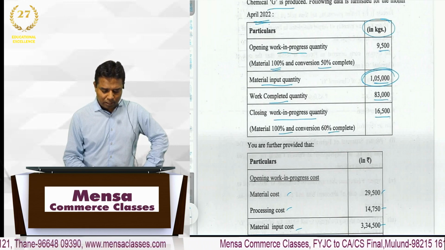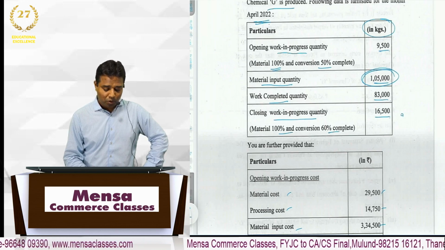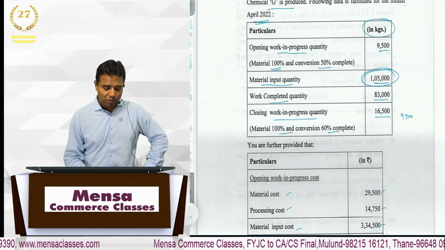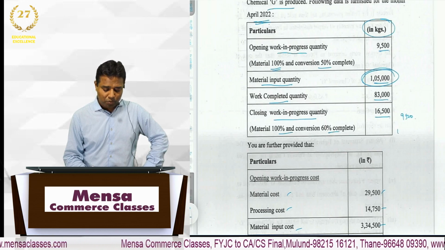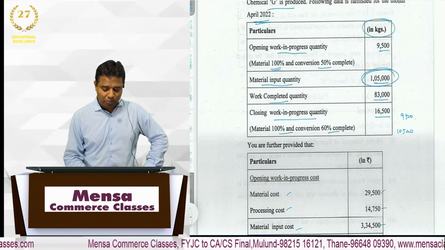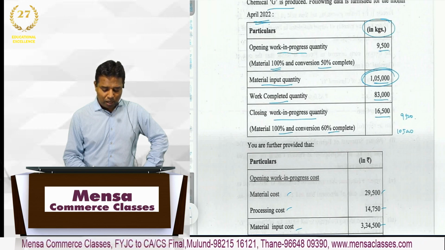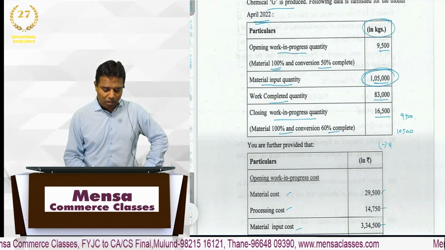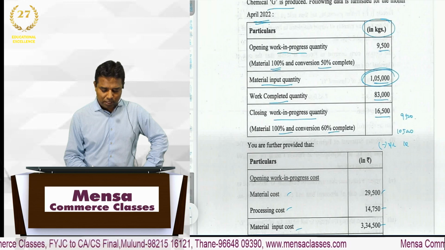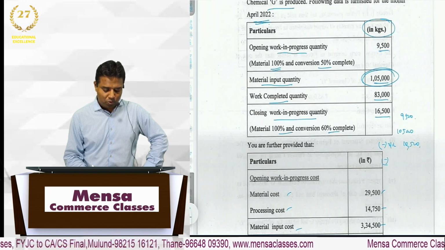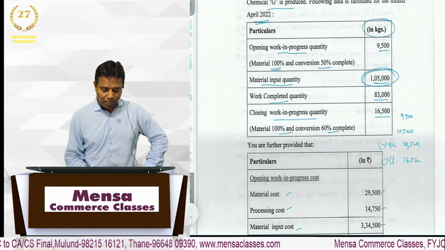If you see here, just rough working, if you do opening, you have 9,500 units, then 1,05,000 units is your input, minus normal loss. Normal loss is 10,500. Then you have your closing stock 16,500.